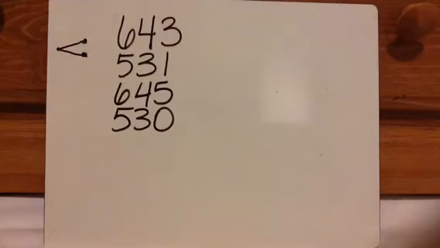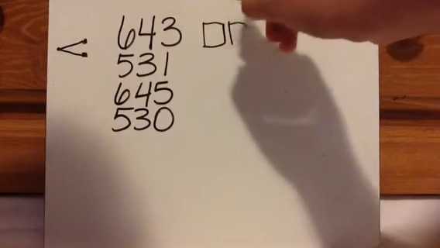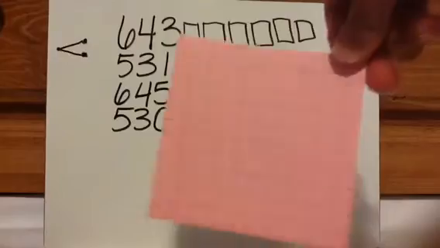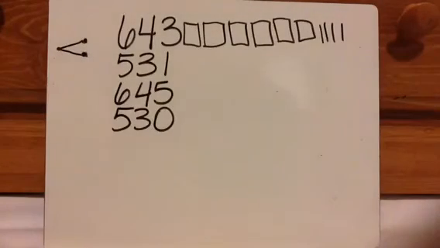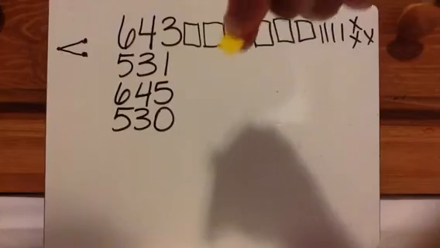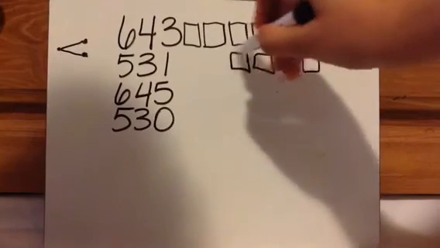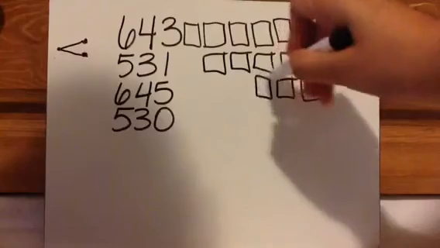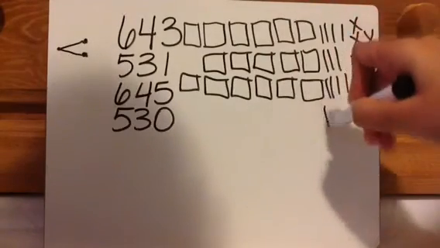So what I've told my students before, when I'm first introducing it, is we can draw pictures if it's small. So this is 643. So I have 6 of these, like this, 6 of these, which equals 600. And then 4 tens blocks, which equals 40, so 4 of these. And then 3 ones blocks, which looks like this, okay? Then this one is 531, so I'm going to do 1, 2, 3, 4, 5, 1, 2, 3, and then 1 of these. 645, and then 531.